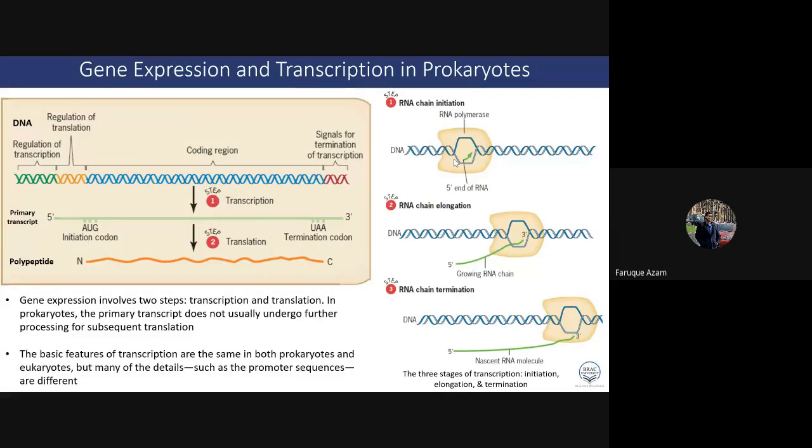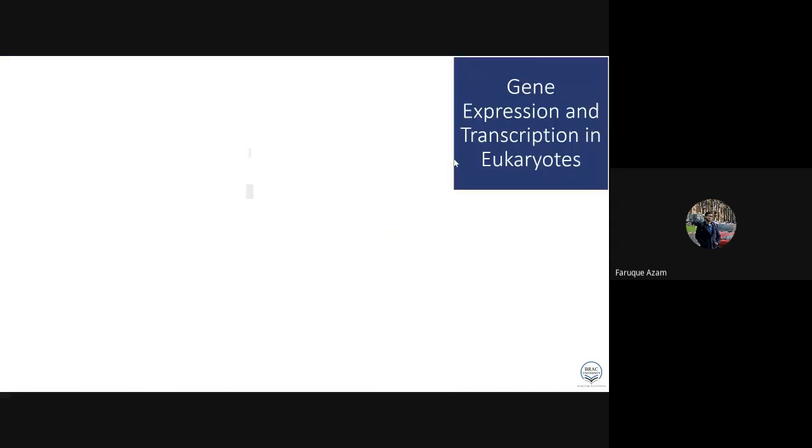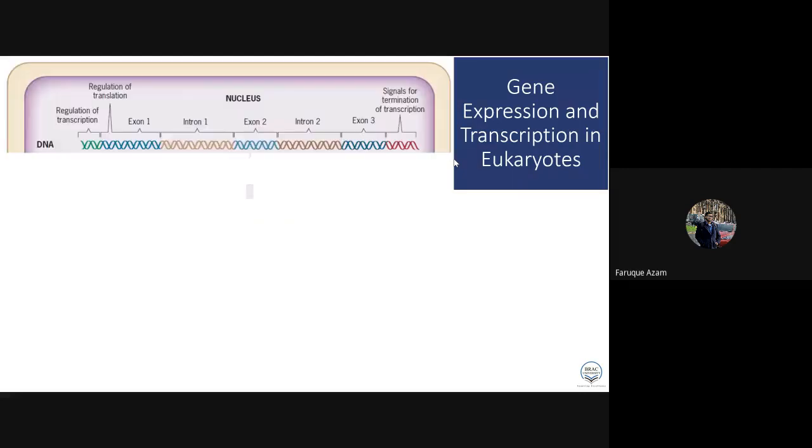But in case of eukaryotes, there are a lot of different transcription factors, which mainly start the transcription process, and those transcription factors recruit the RNA polymerase in the eukaryotes. I will be saying that. So prokaryote is quite simple, not that difficult. Now the eukaryotes: gene expression and transcription in eukaryotes.